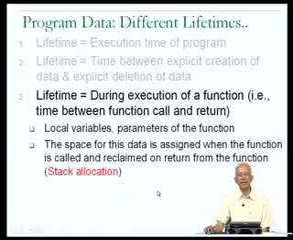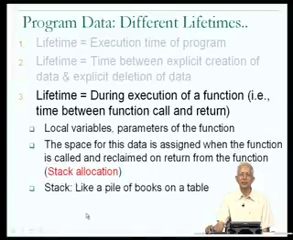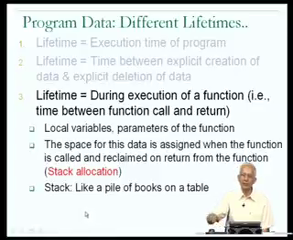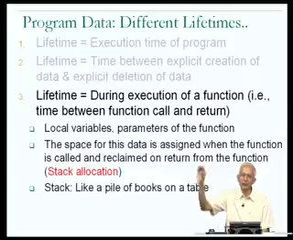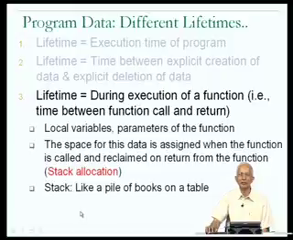Now, space for this kind of data is assigned on something called the stack, and therefore this kind of allocation is what is known as stack allocation. Many of you would have heard about the stack before. The stack is a kind of data structure which is somewhat like a pile of books on a table. If you want to add a new book onto the pile, you can only put it onto the top. And if you want to remove a book from the pile, you can safely remove only the book from the top. And this is what is known as a last in, first out, or LIFO data structure.